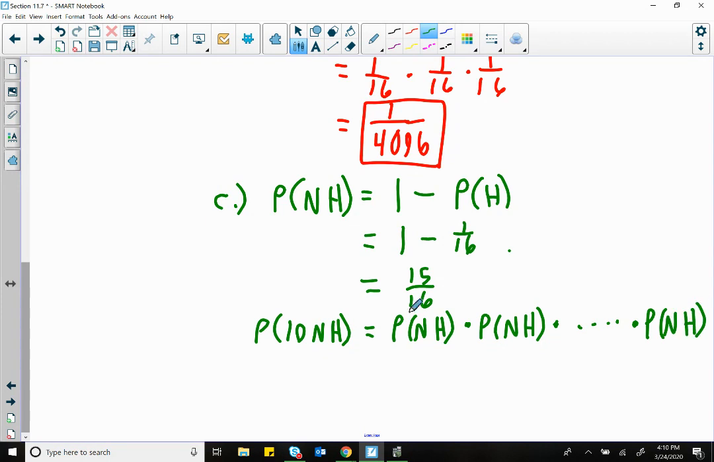And you'd have that 15 over 16 10 times. Oops, I don't know why I put 2 there. Should be a 10. Again, you can go to the calculator, you can do it this way, but I'm going to show you a faster way to do this.